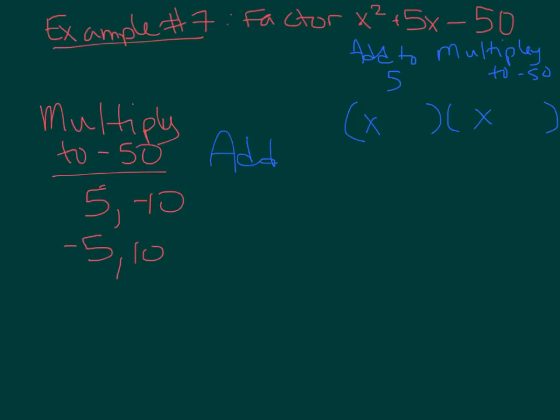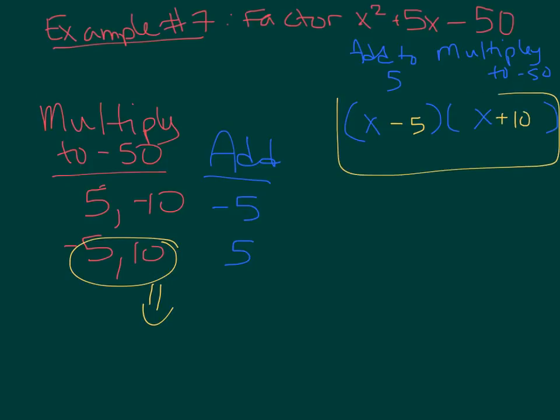So when you take the sum of those, 5 and negative 10 is going to be negative 5. Negative 5 and 10 is positive 5. So this one right here is what we're looking for. So we're going to get (x - 5)(x + 10). And that's my answer.